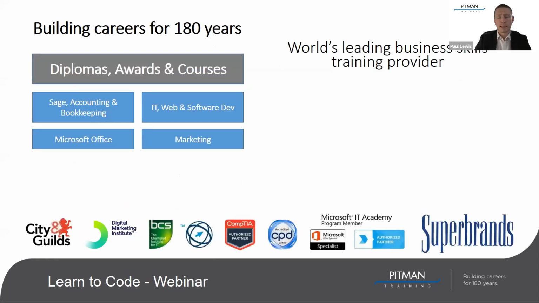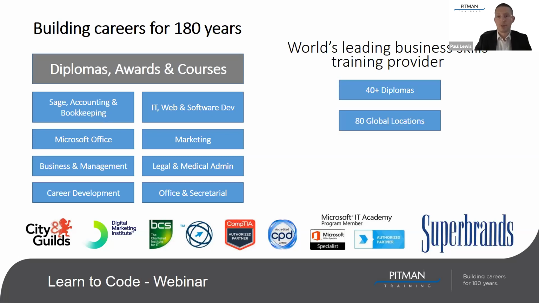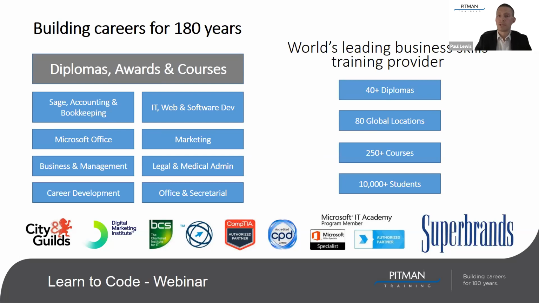Some of the areas that we support people in, you can see on your screen there: IT, web and software development being a big one that we're talking about today. But we also cover accounting and finance, Microsoft Office, secretarial roles, legal and medical administration, marketing, career development, the list goes on. We have over 40 diplomas and over 250 training courses here at Pitman Training. We support just over 10,000 students each year, which is something we're really proud of.